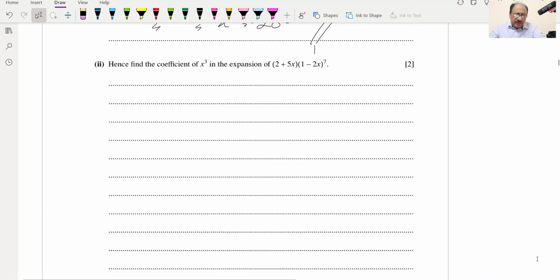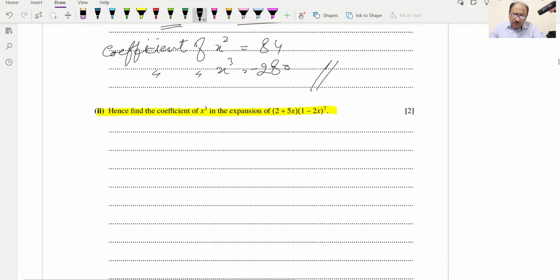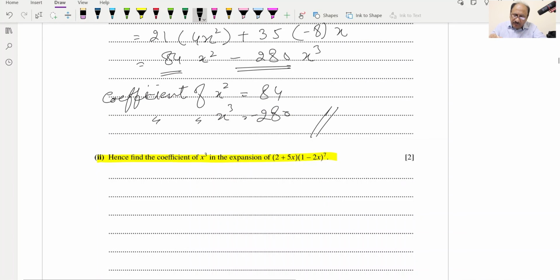Now they are saying, hence find the coefficient of x cubed in the expansion of this expression. So how will we get x cubed? When we multiply the expansion of this with this one, 2 plus 5x, when this is multiplied by 84x squared, which is the answer for the previous question, we can copy it here.